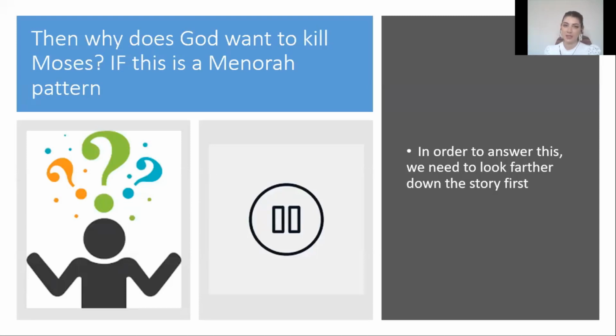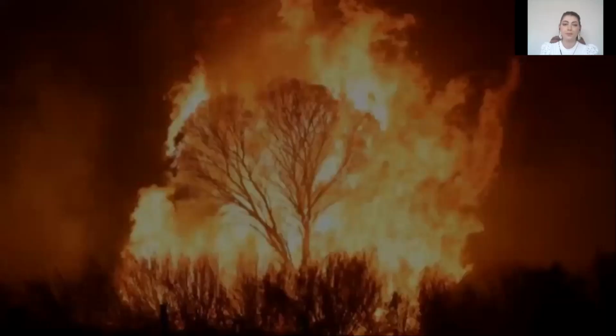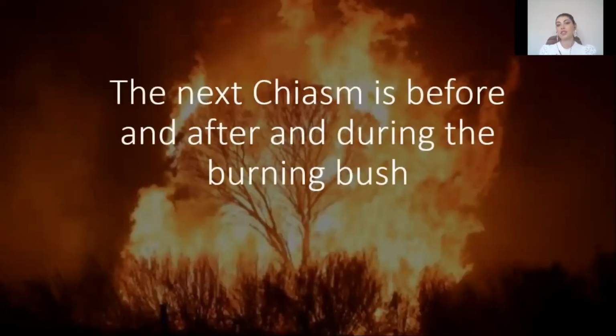So the next question we need to ask is, why does God want to kill Moses? If this is the menorah pattern, what's on the other side? We're only going to get to that answer at the very end. So we're going to put this on pause, because in order to understand this, we need to look farther down the story. Now we come to the next chiasm, which is the burning bush. Pharaoh wanting to kill Moses, and Moses intervening between the Hebrew man and the Egyptian man, and the two Hebrew men, is all before the burning bush.